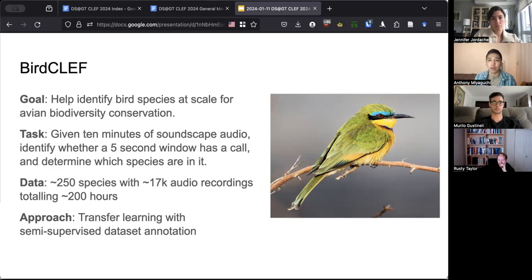And our approach was transfer learning with semi-supervised data annotation, which means using a pre-trained model to transform the audio into some vector space. And then once we have it in that vector space, to do the supervision problem. One of the things is that we don't have labels for all this data. So we have to build those labels. And the way that we do that is we use existing models to kind of generate labels. And we go through a process to filter labels that are consistent with our understanding of the data.